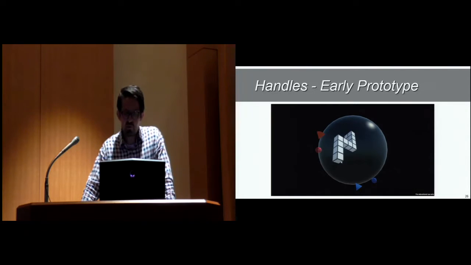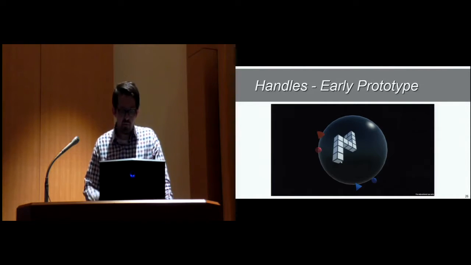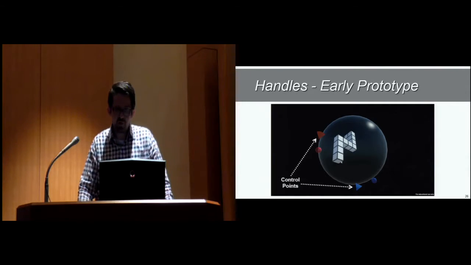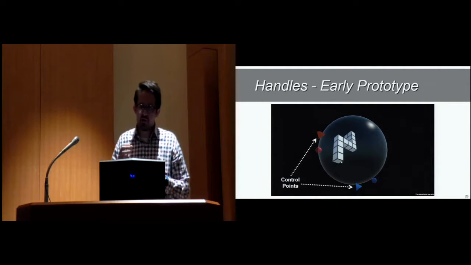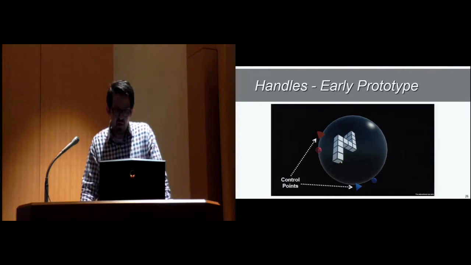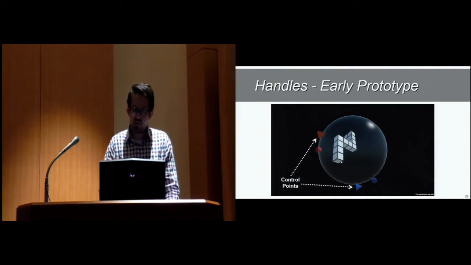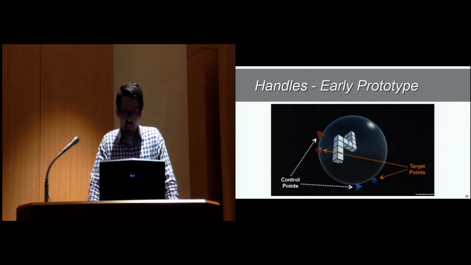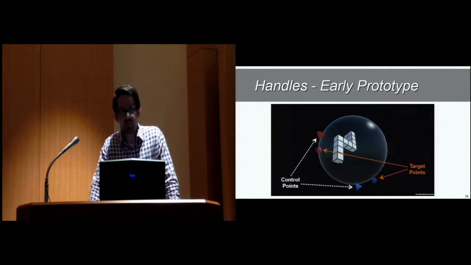So we came up with this early prototype. Here you have 2 control points that are rigidly attached to the object, meaning that the user controls their position by rotating the object itself. And each of the control points has a corresponding target point that is fixed in space. And the user's goal is to rotate the object such that both control points coincide with their corresponding target points.